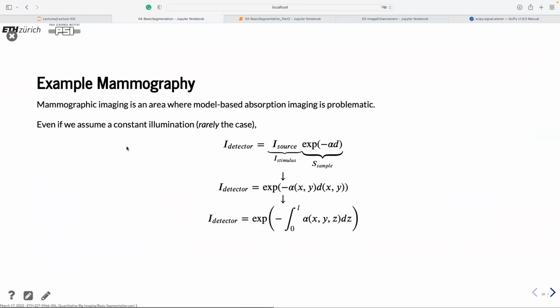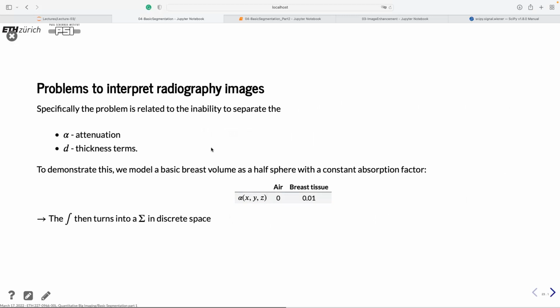Now let's look at the mammography example, where we again have the attenuation law. We have some distribution of materials, and we have different thicknesses. This goes in the end as a line integral through the material. From there, we have 2 attenuation coefficients. We have air, which is 0, so there is no attenuation at all, and we have breast tissue, which has 0.01.